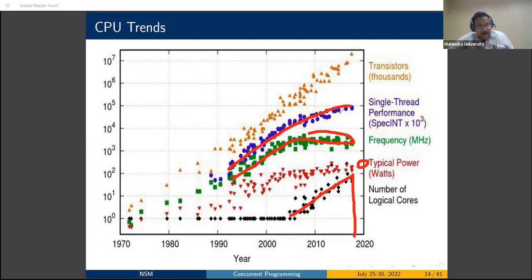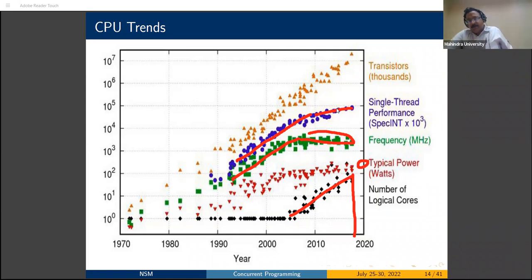But when we look at single thread performance, in recent laptops we are getting better performance at the same frequency because of improvements in single thread performance. Here also, when you look at the slope of the curve from 1987 onwards, we can observe a steep rise. From 2005 onwards, we didn't observe it. Again, the slope is a little bit flattened.